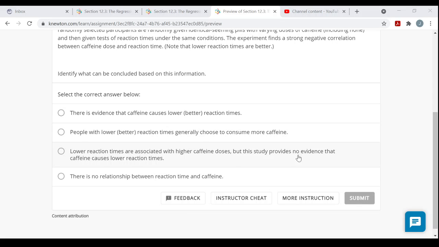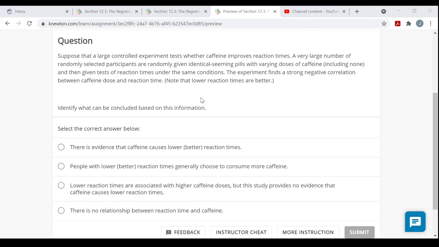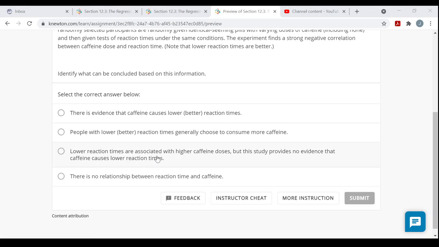But this study provides no evidence that caffeine causes lower reaction times, right? There's got to be more. Just having an experiment find this strong negative correlation doesn't mean that one causes the other.